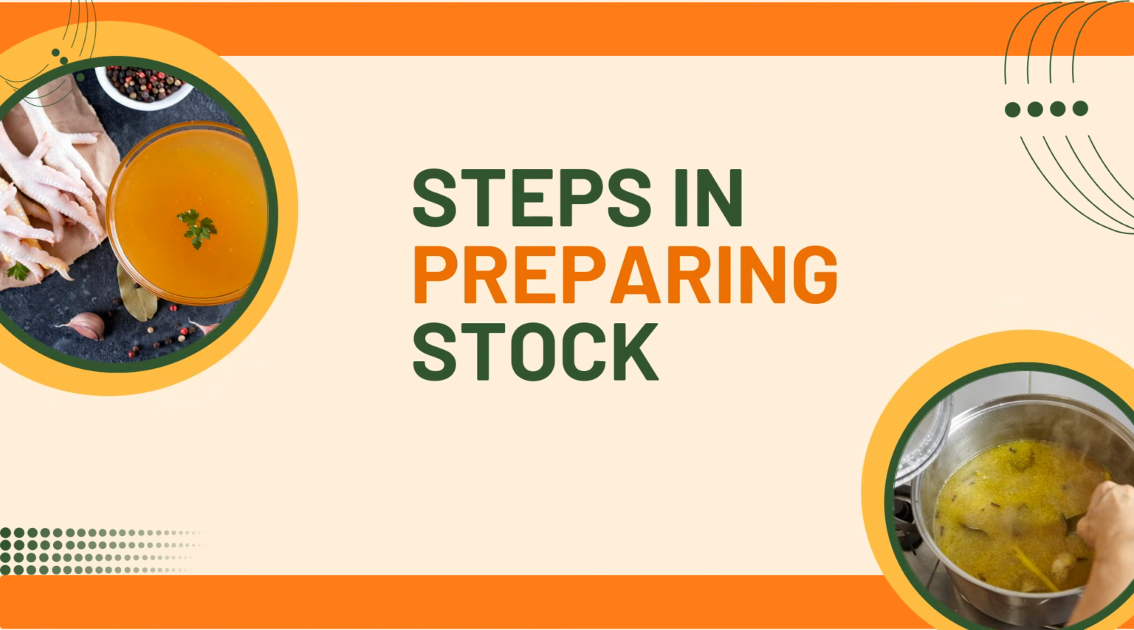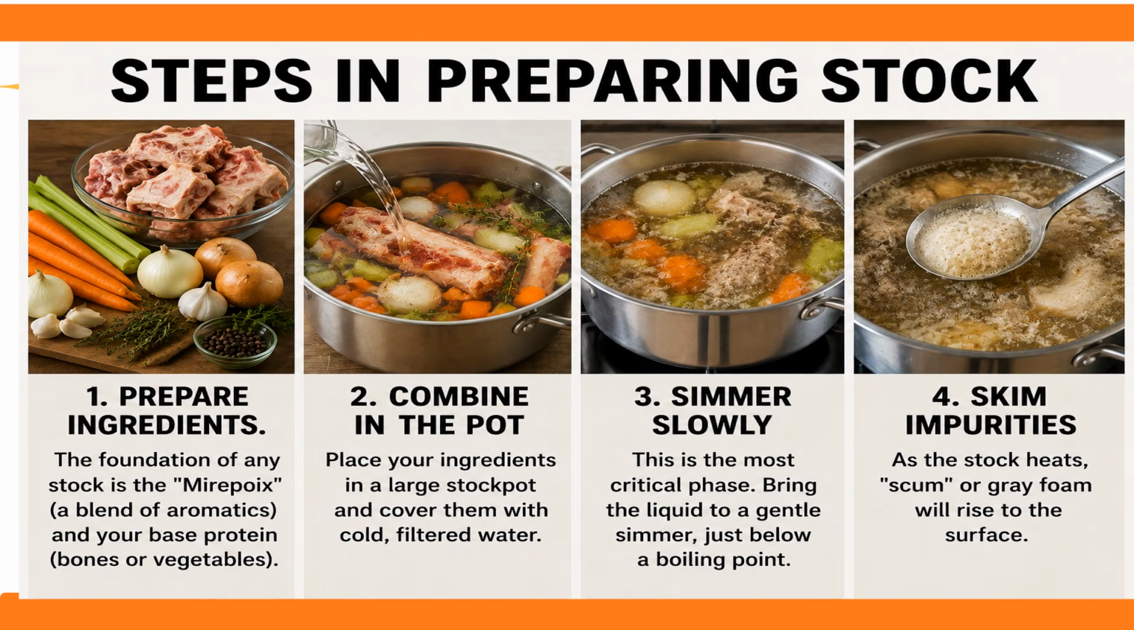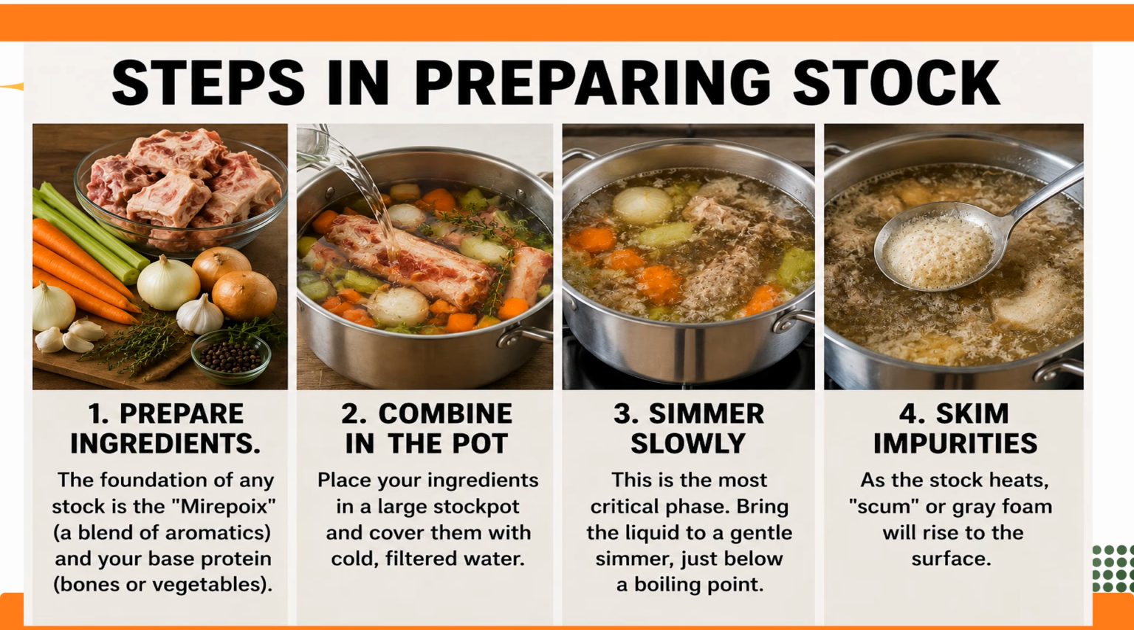Steps in preparing stock. Number 1. Prepare ingredients. The foundation of any stock is the mirepoix, a blend of aromatics, and your base protein, bones and vegetables. Number 2. Combine in the pot. Number 3. Simmer slowly. This is the most critical phase. Bring the liquid to a gentle simmer, just below a boiling point. Skim impurities. As the stock heats, a scum or gray foam will rise to the surface.